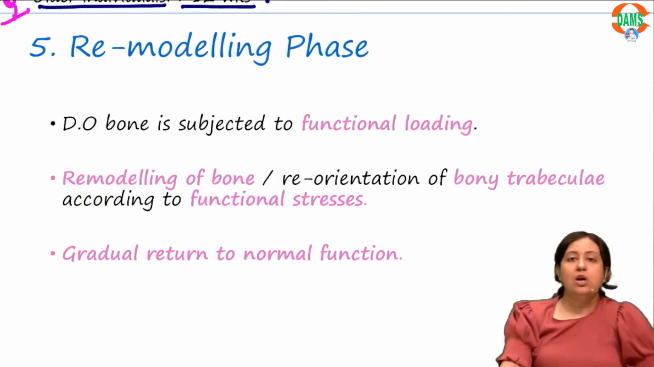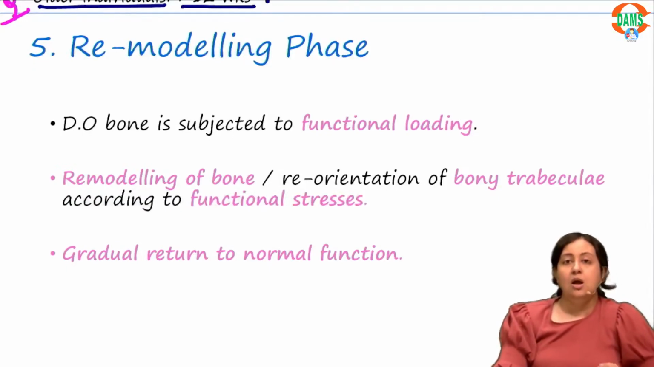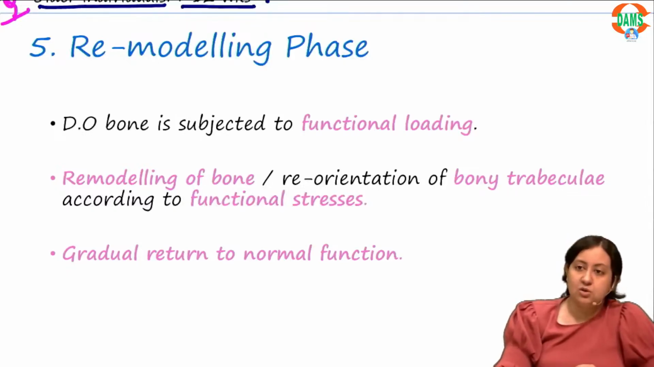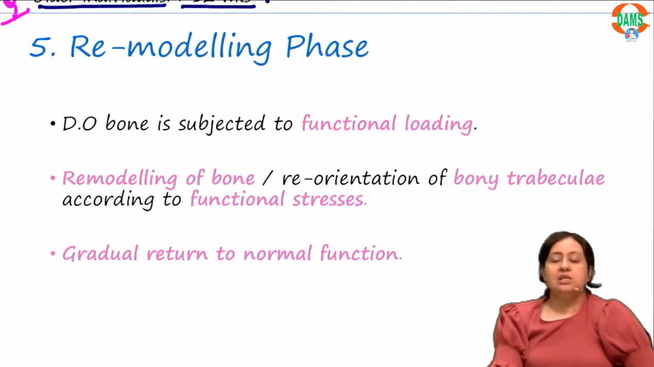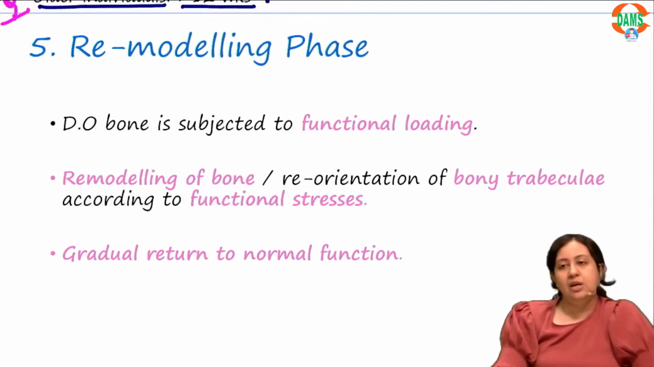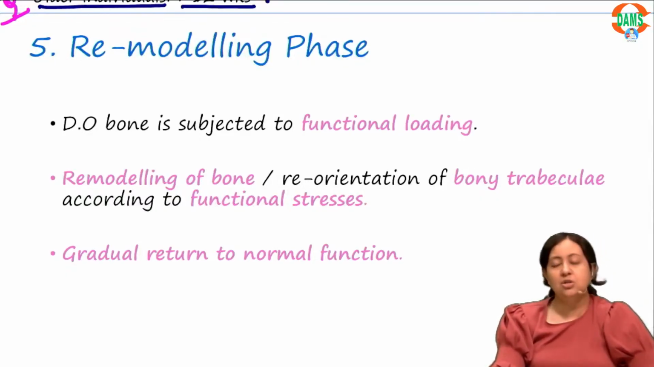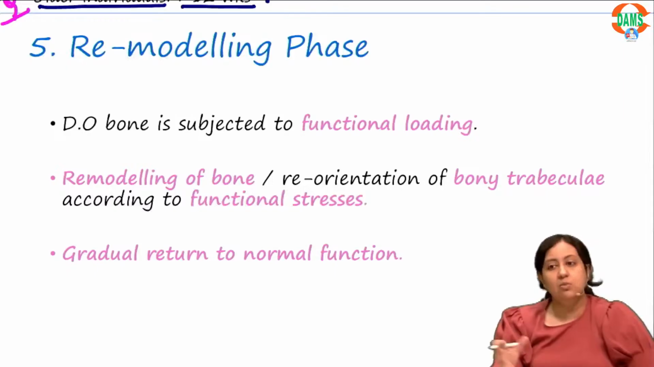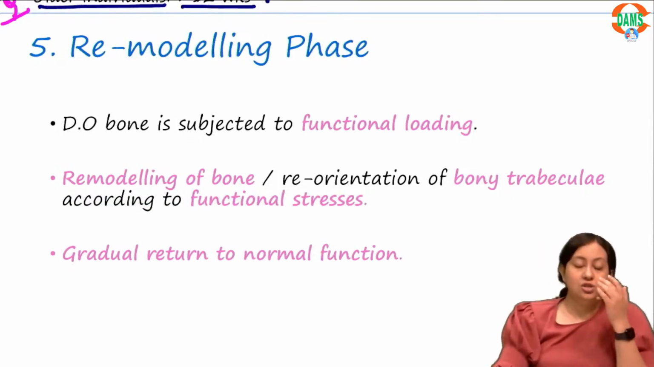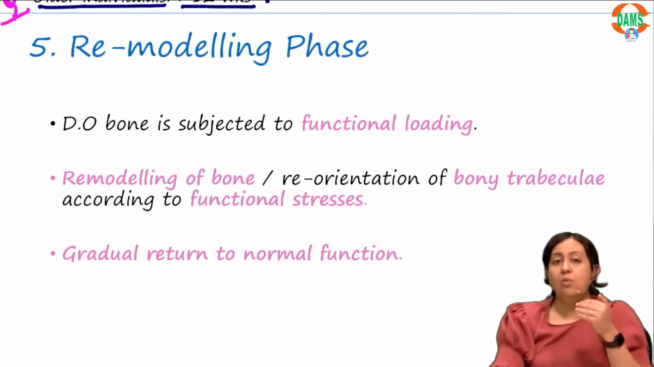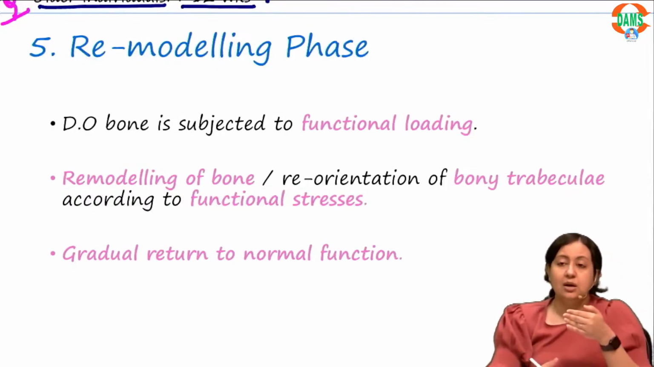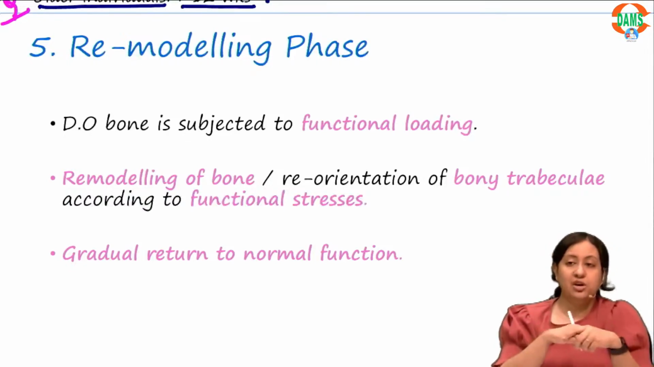Moving on to the remodeling phase. The remodeling phase comes after the consolidation phase. So let's say, for example, we are talking about a child patient. We kept the distraction device in a resting or neutral position for say 8 weeks. Once 8 weeks are over, you will remove the distractor device. Now, once you remove the distractor device, you will ask the patient to go on to a normal diet. You will gradually make the patient return to normal function.